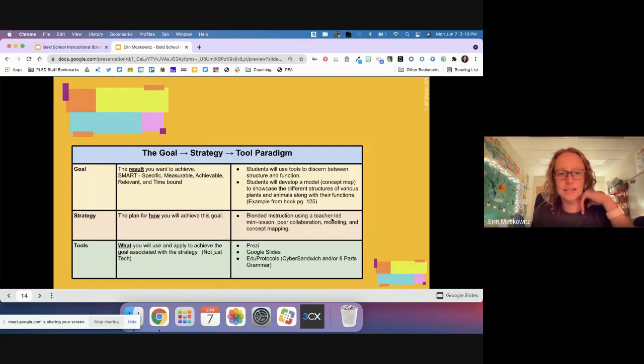This is an elementary science lesson. Students will develop a model or a concept map to showcase the different structures of various plants and animals along with their functions. The strategy is to use blended instruction, where you would start with a teacher-led mini lesson, and then peer collaboration, and then modeling of how to create a concept map, and then the students would create their own concept maps. Tools that you could use, Prezi would be a good one, Google Slides, and you could incorporate the cyber sandwich or the 8 parts grammar if you wanted to.